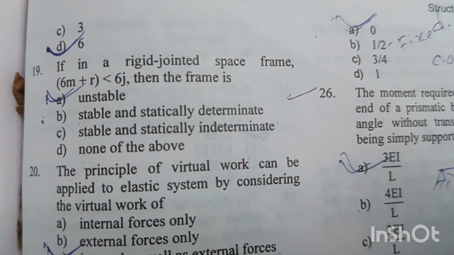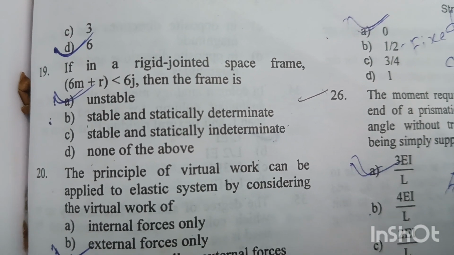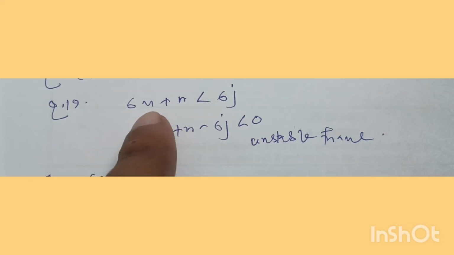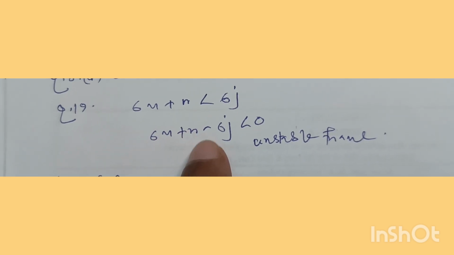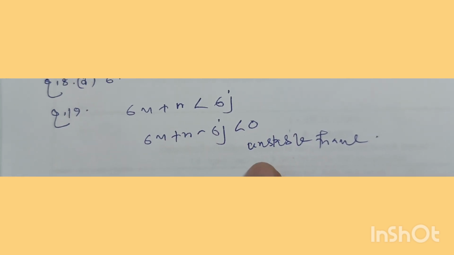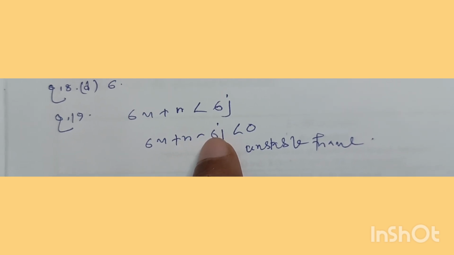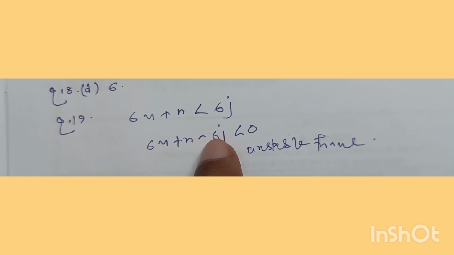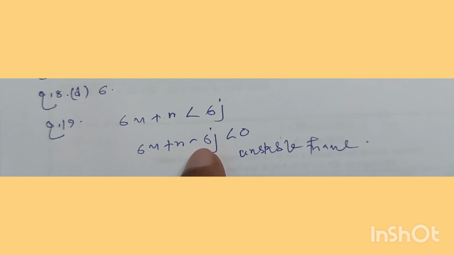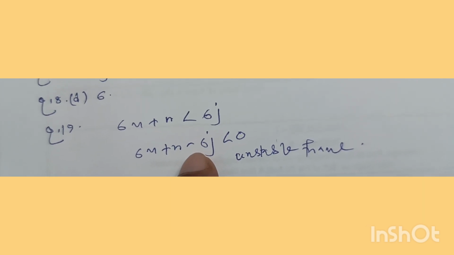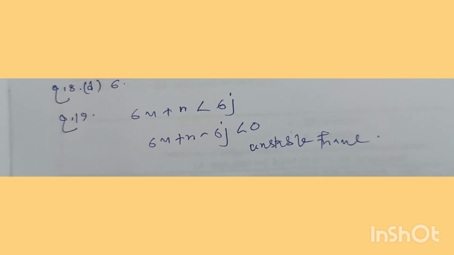Question number 19. If in a rigid jointed space frame 6m plus r is less than 6j, then the frame is... From the question we have 6m plus r less than 6j. So we can also write 6m plus r minus 6j is less than 0. We know 6m plus r minus 6j is the degree of static indeterminacy of a space structure. If the degree of static indeterminacy of any structure is less than 0, then the structure is unstable. So the frame will be unstable. Option A is the right answer.